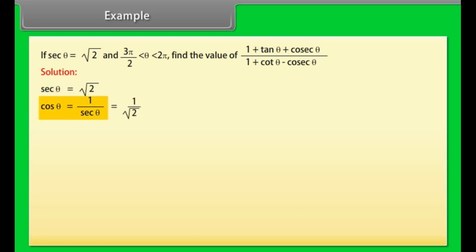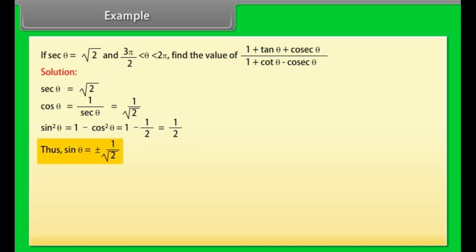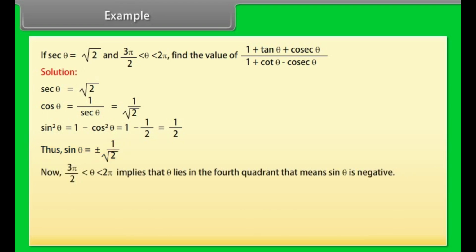Cos of theta is equal to 1 by sec of theta is equal to 1 by under root 2. Sin square of theta is equal to 1 minus cos square of theta is equal to 1 minus half is equal to half. Thus, sin of theta is equal to plus minus 1 by under root 2. Now, 3 into pi by 2 less than theta less than 2 into pi implies that theta lies in the fourth quadrant. That means sin theta is negative.